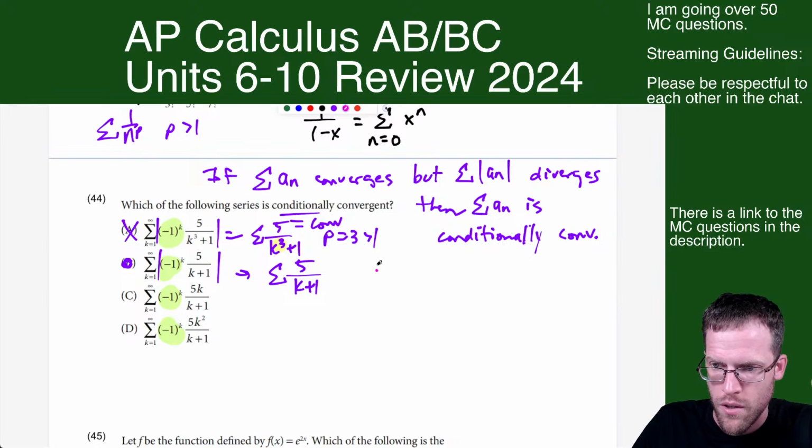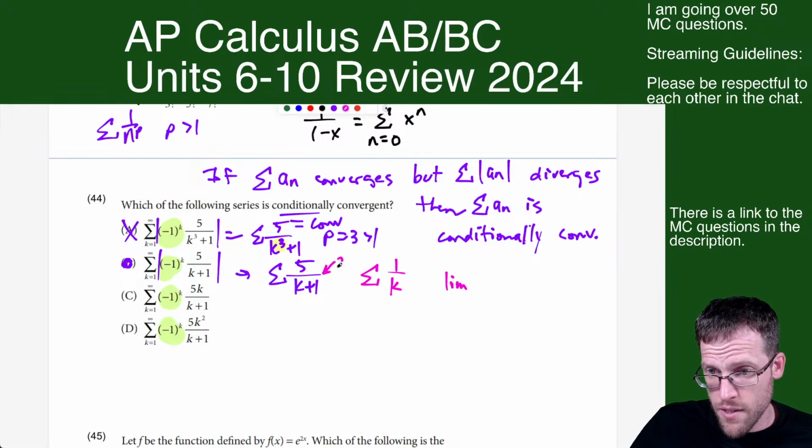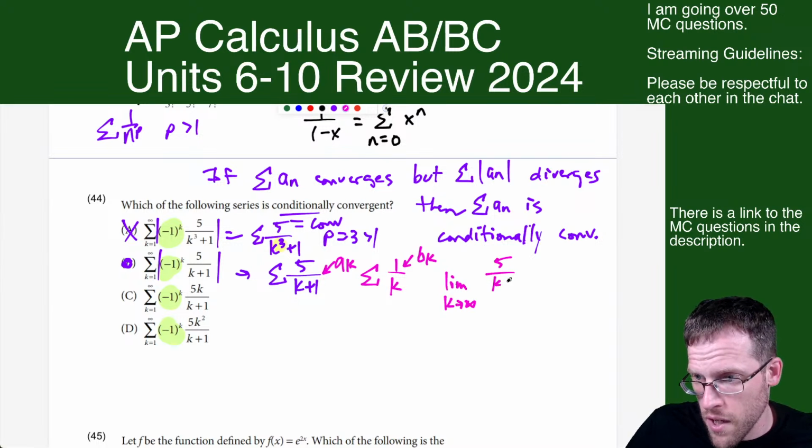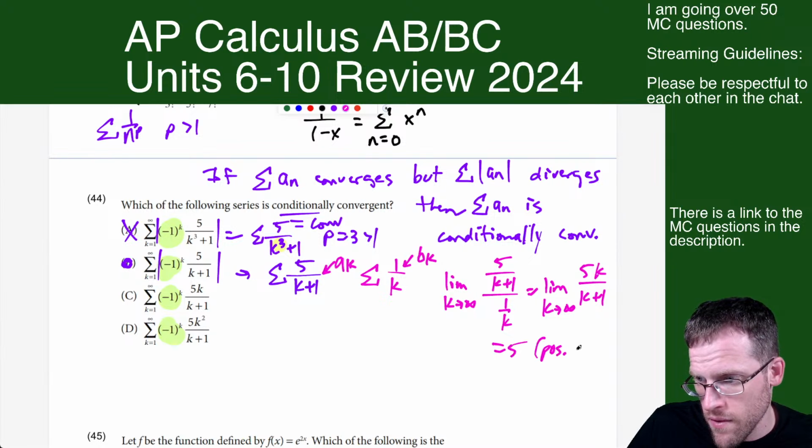I could say, all right, well, I'm thinking of 1 over k. And if I call this a sub k, and this is b sub k, then the limit as k goes to infinity of 5 over k plus 1 over 1 over k becomes the limit as k goes to infinity of 5k over k plus 1, which is equal to 5. And this is positive and finite, which I'm just going to abbreviate.